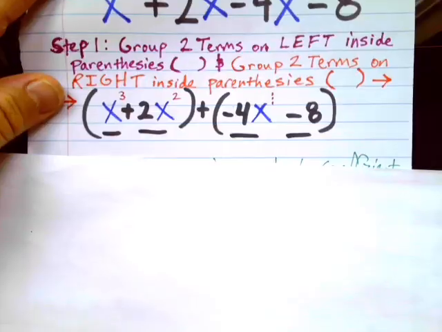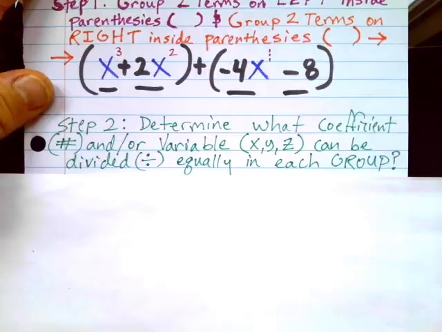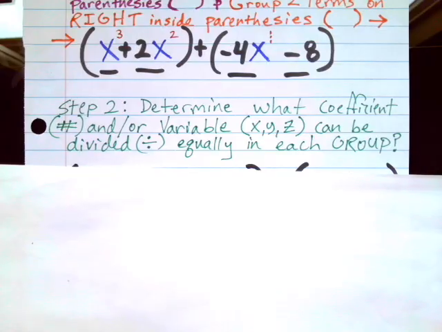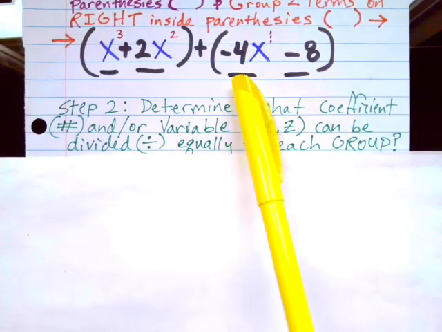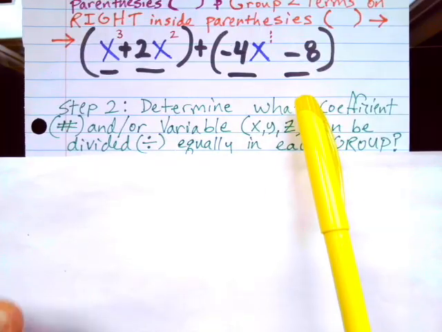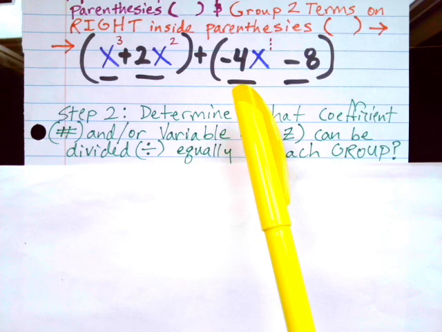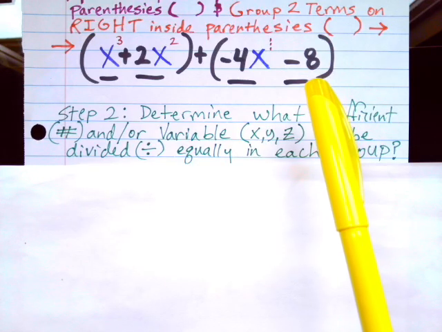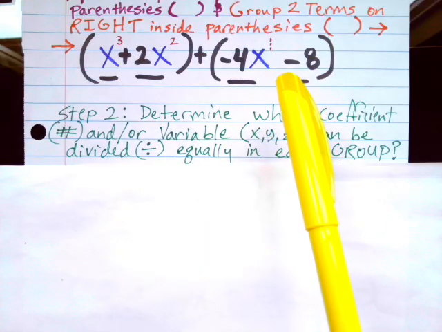Let's keep on keeping on. All right, so now step 2 is you want to determine what coefficient and or variable, x, y, and z, those are variables, can be divided equally into each of the terms inside the groups. When I say groups, I mean inside these parentheses here, okay? So what can be divided into -4x to the first power? That can also be divided into -8, right? I'm going to factor out each parenthesis one at a time.